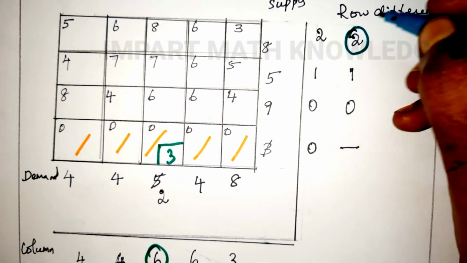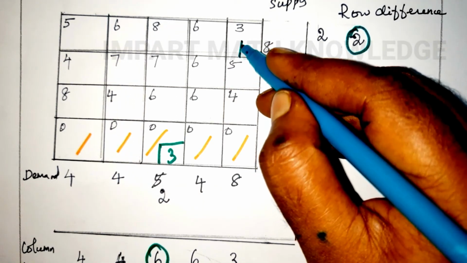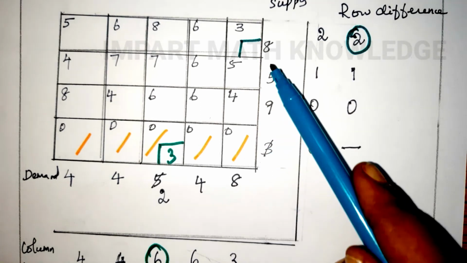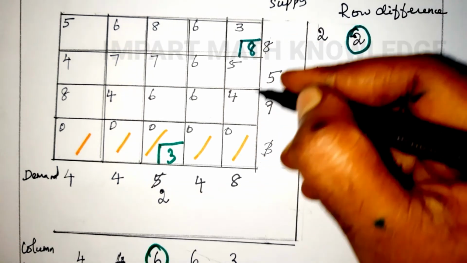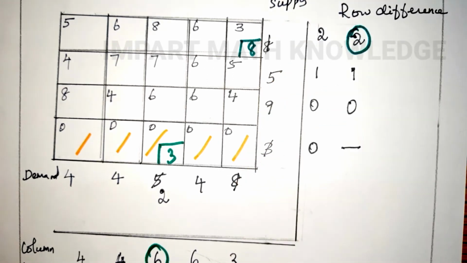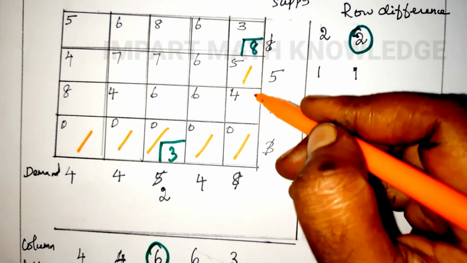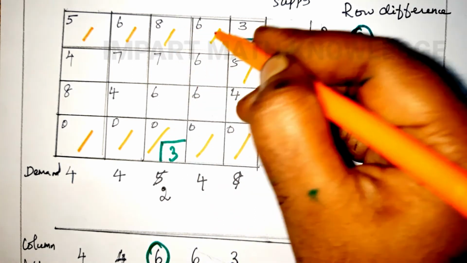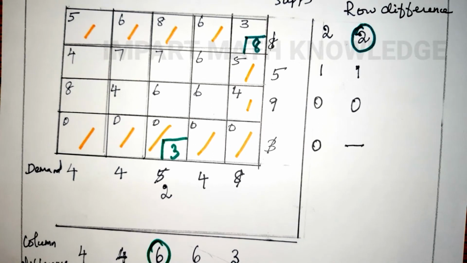I select this one. In the first row, the minimum cost cell is this cell. So here I am going to allocate the value. For this cell, supply value is 8 and demand is 8. So I am allocating 8 there. Here, both the values are satisfied. So you have to cross out the row and column. Both supply and demand are satisfied, so you cross out the row and column.